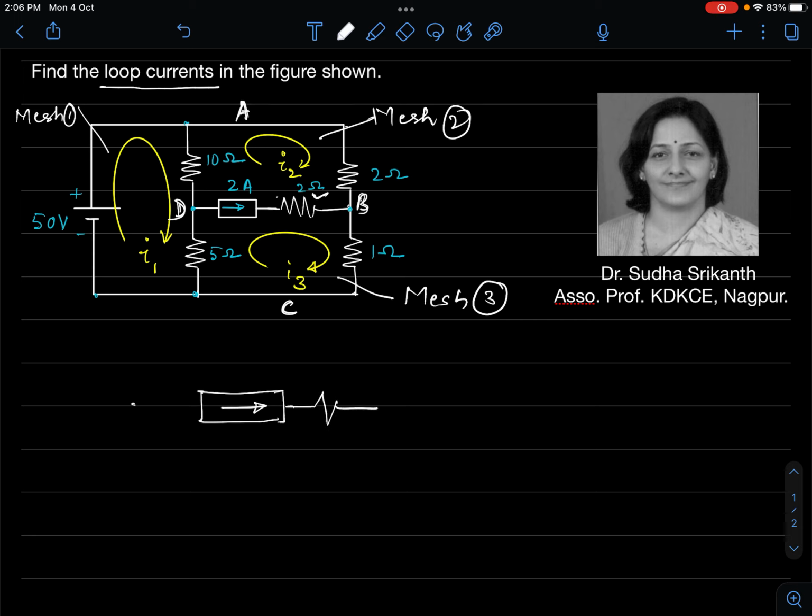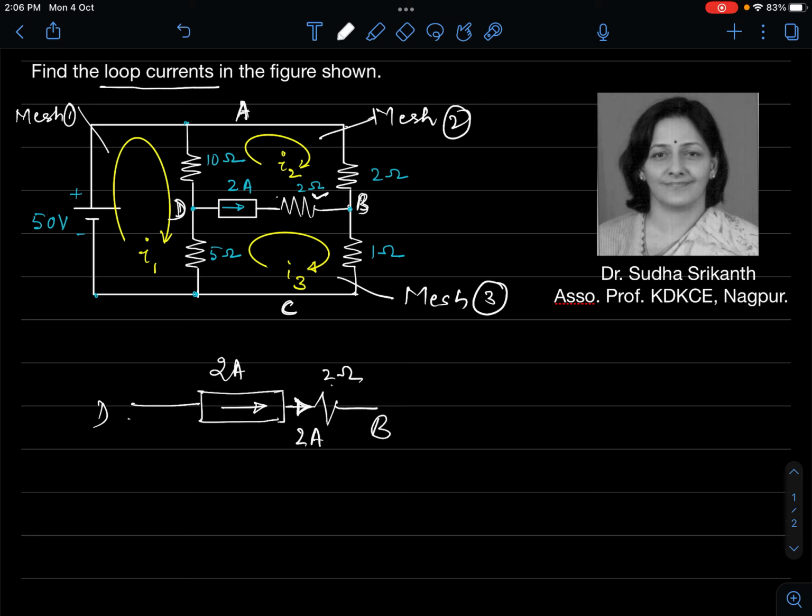What I mean is, if this is the current source branch that we have taken, D to B, this is my 2 ampere current source, this is my 2 ohm. What is the current that the source drives out of its terminal? So this 2 ampere current source will send out a current of 2 ampere in the direction of D to B. The current flow is from D to B, or from left to right.